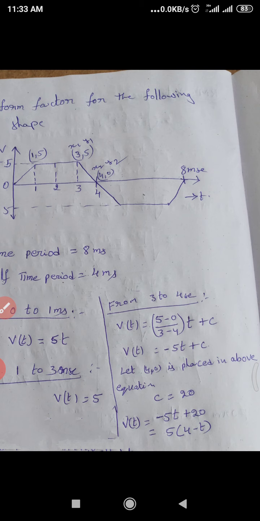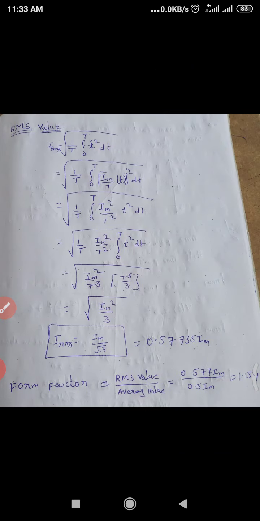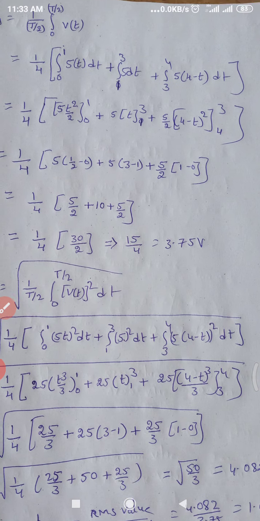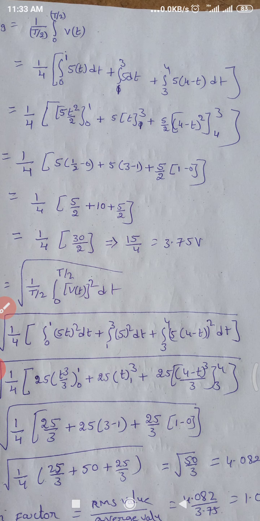So now we are finding only the wave shape equations. Now we have to find out the average value and RMS value. So let's see how to find out the average value for this type of wave shape. Let's see here, we have to find the average value like this.